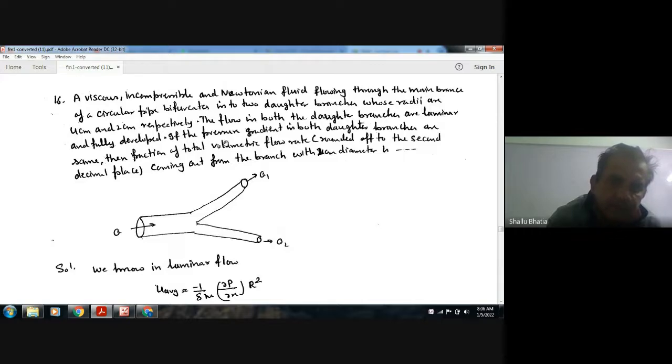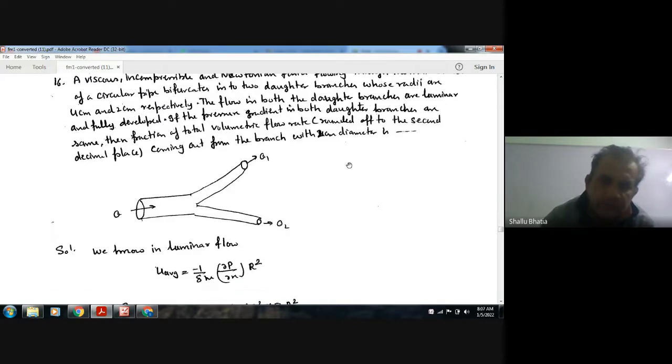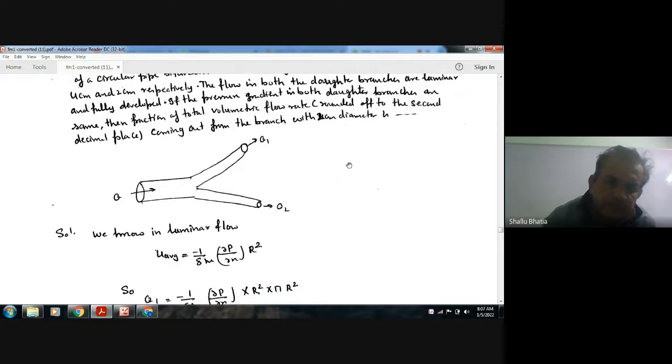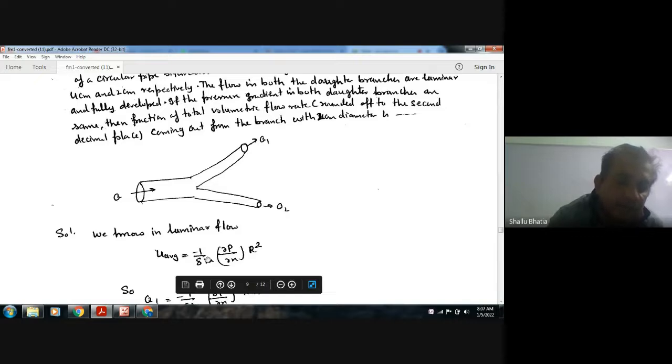If the pressure gradient in both the daughter branches is the same, then what is the fraction of total volume flow rate, rounded up to the second decimal place, coming out of the branch with 2 centimeters radius? Now, in pipe flow, the average velocity is given by this, with the factor 1/8, since this is pipe flow.